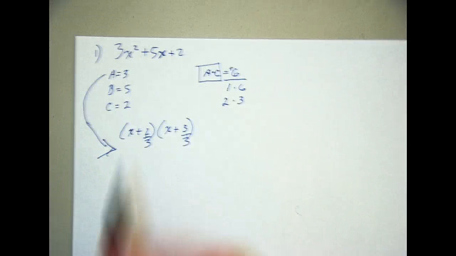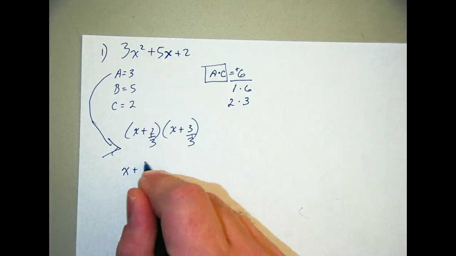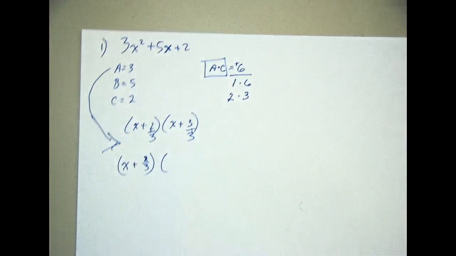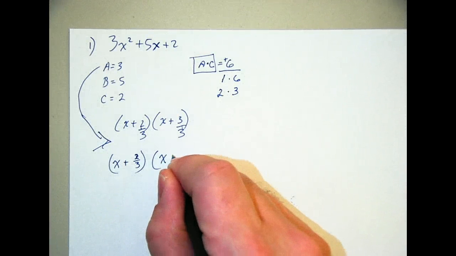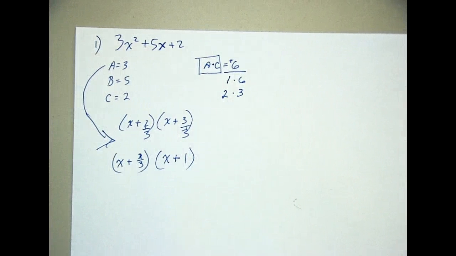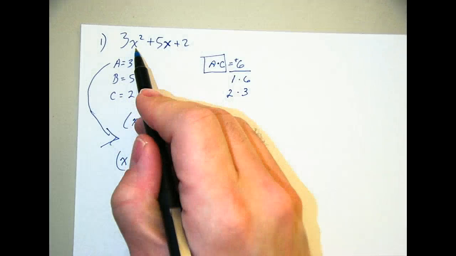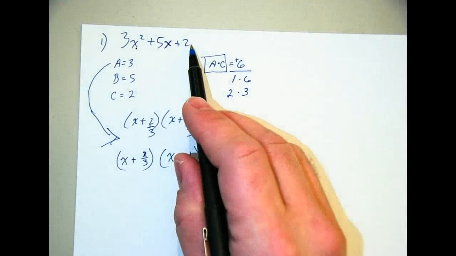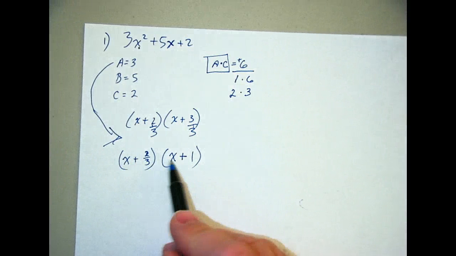Does 2/3 reduce? No. So I'm just going to leave it for the minute as 2/3. Does 3 over 3 reduce? Yep. Tell your neighbor what it reduces to. It's 1. Is it right now? x times x, is that 3x squared? No. Is 2/3 times 1 2? 2/3 of 1. How could I make this so I could get 3x squared in the front?